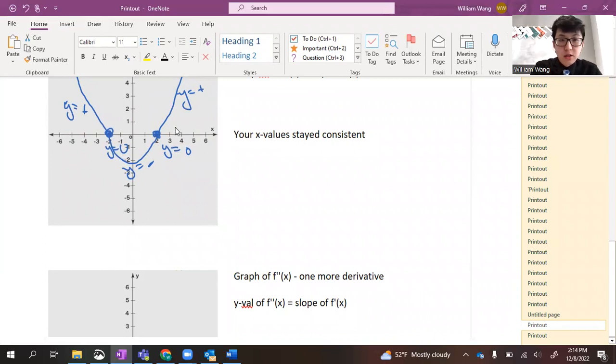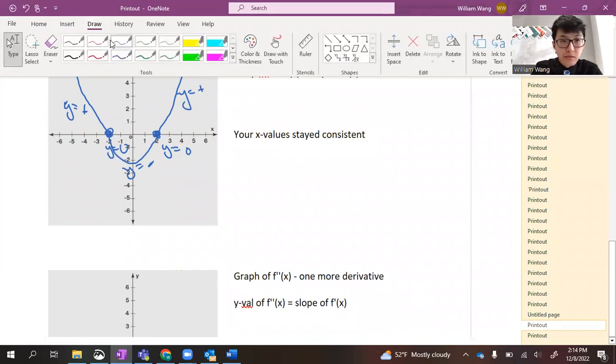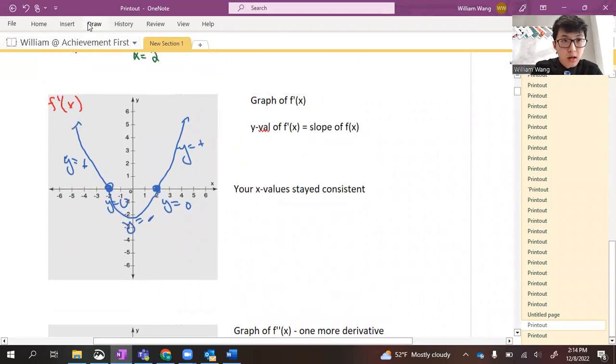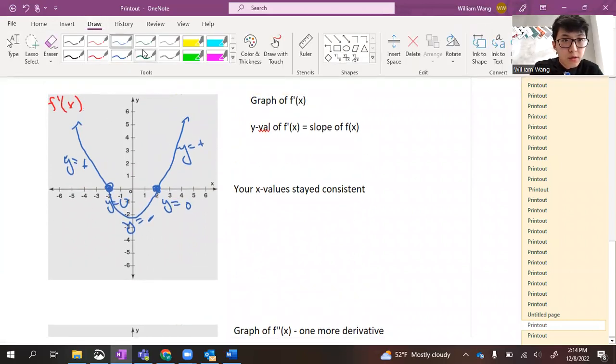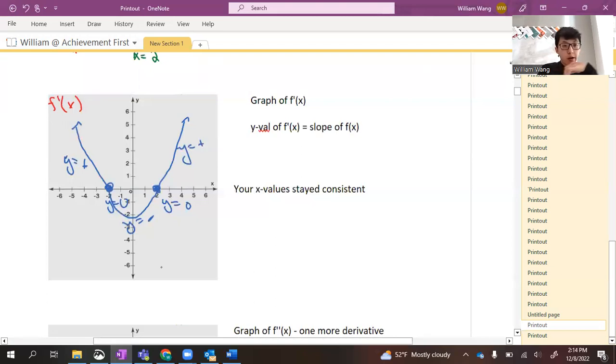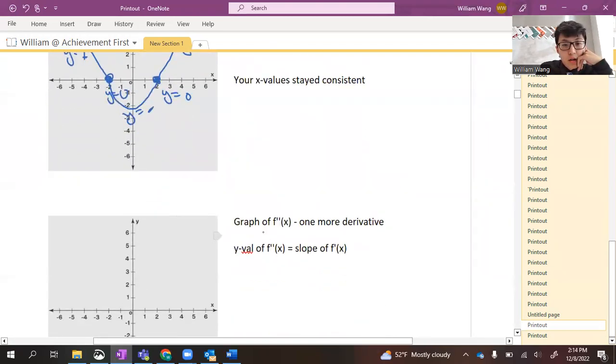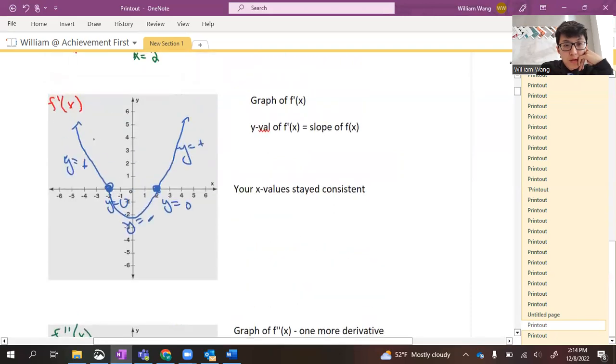Now, let's actually do that really quick. Let's just plot that. I will go back to, say, green color. Okay, so again, the y value of my second derivative is the slope of my first derivative, because it's just related by one derivative.